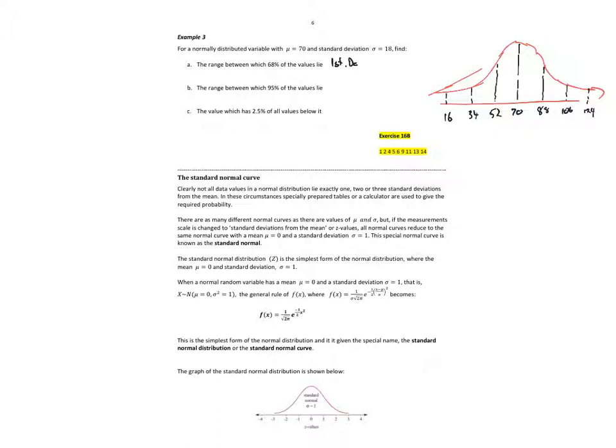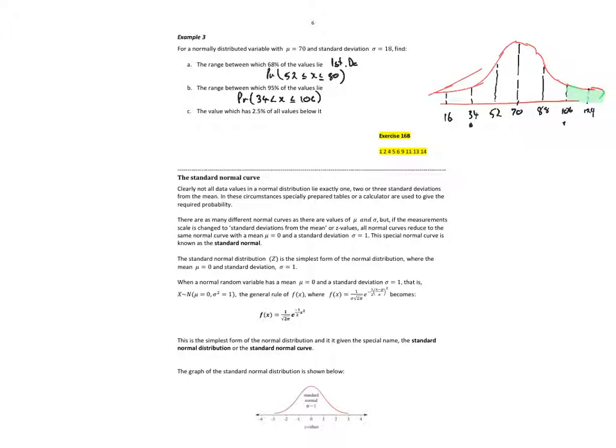So it's going to be the probability that 52 is less than X, which is less than 88. The range of 95% is 2 standard deviations. So 2 standard deviations is 34 to 106: 34 is less than X, which is less than 106. I'm just changing the less than or less than or equal to; it's not relevant. Next, the value for which 2.5% of all values are below.